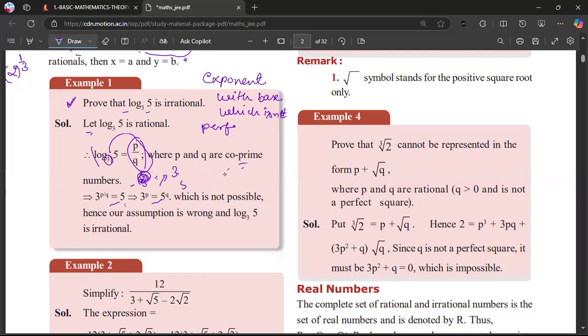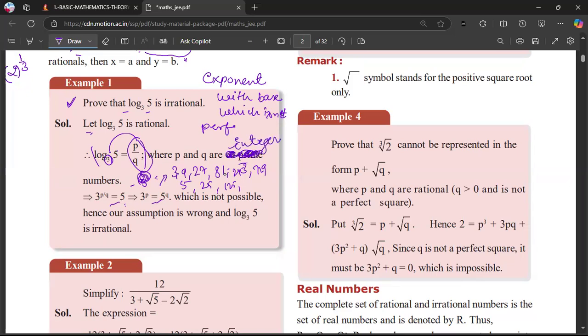So 3 raised to power 1 is 3, then 9, 27, 81, 243, 729, like this. 5's powers are 5, 25, and then again 125. So all of 5's powers will have 5 at the unit digit, and all the powers of 3 will have 3, 9, 7, 1, 3, 9, 7, 1 on the unit digit. So it is bound to happen that for any p and q being integers, here co-prime should not be there, it is a misprint, it should be integers, right?